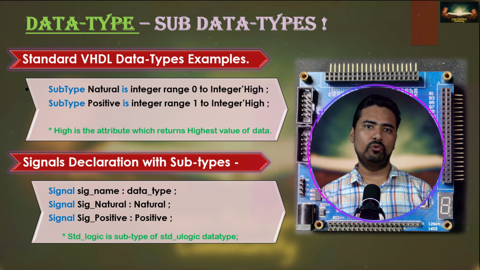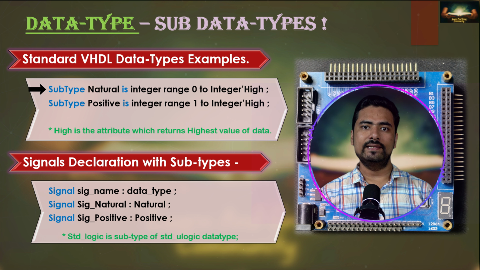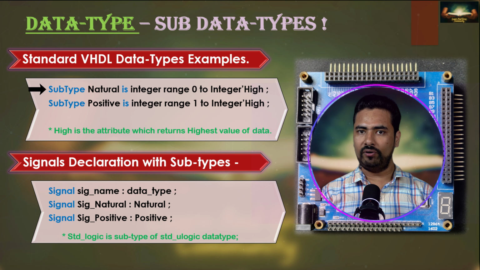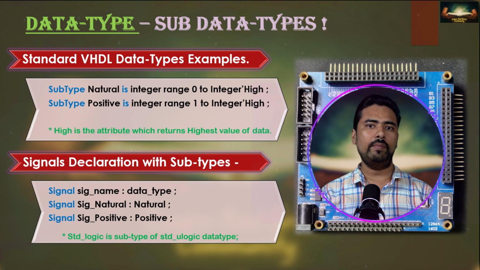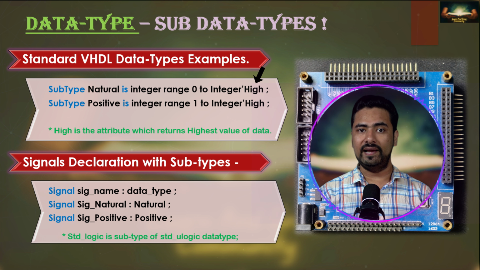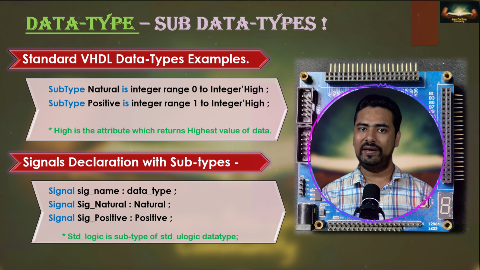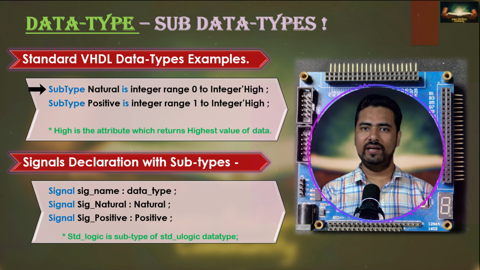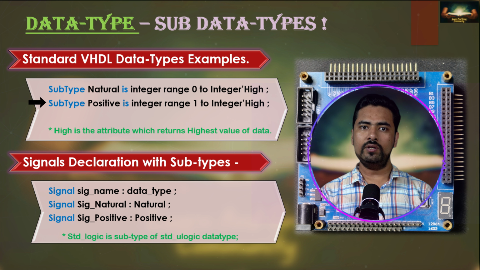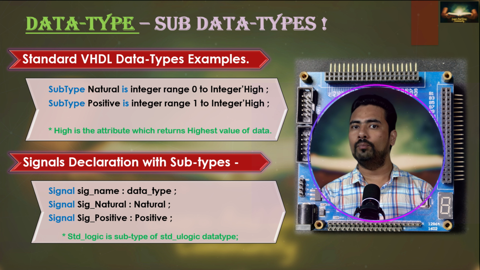So in the standard package, you will find natural subtype, which is defined as a subtype of integer data type. And the range of natural data type goes from 0 to the highest value of the integer type, which is 2 to the power 31 minus 1. The high attribute returns the highest value. So how will you declare this if you wanted a similar data type? Write subtype natural is integer range 0 to integer'high semicolon. Similarly, you can create something like subtype positive is integer range 1 to integer'high semicolon. Or even you can specify any range based on your project requirement.